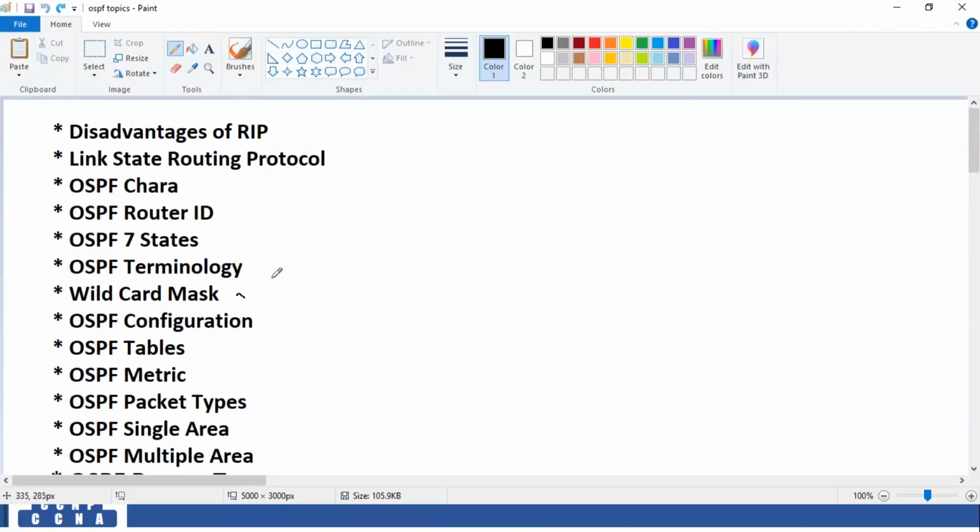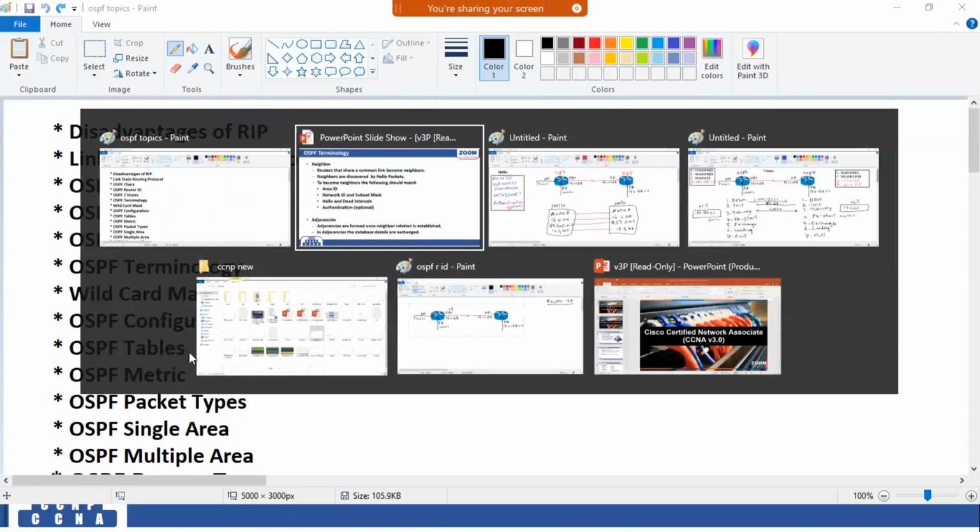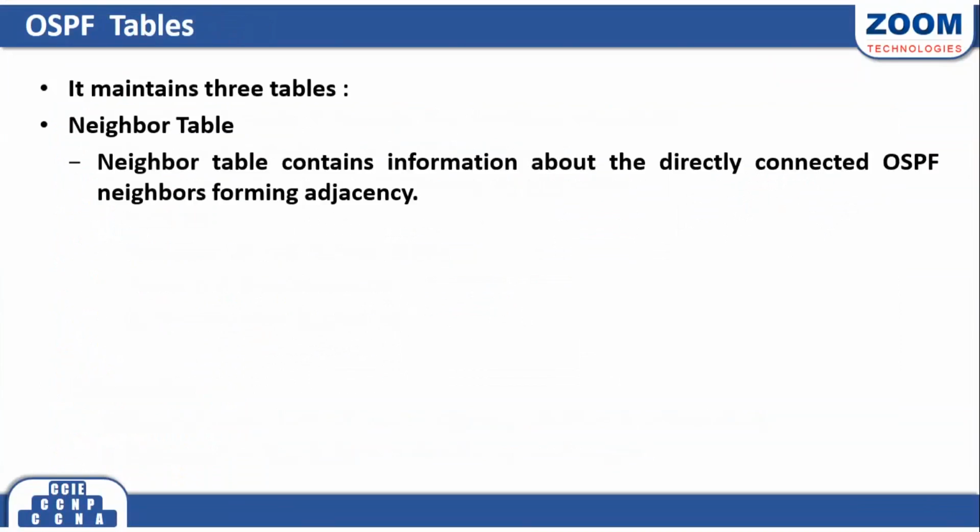Right. So wildcard mask is done, configuration is done. Now see about OSPF tables. OSPF maintains three types of tables. Already we know one type of table, neighbor table, right? The next, routing table and database table. It maintains three tables. One is the neighbor table. The neighbor table contains information about directly connected OSPF neighbors forming adjacency.